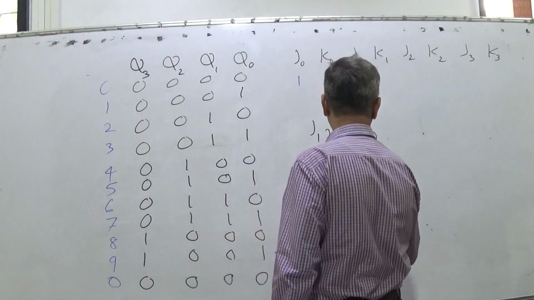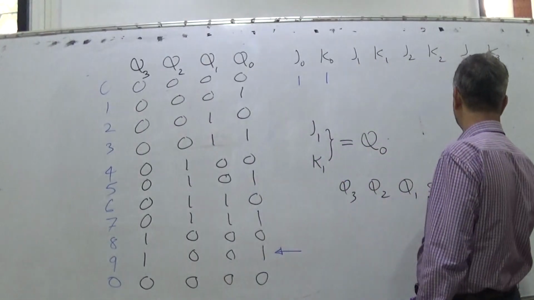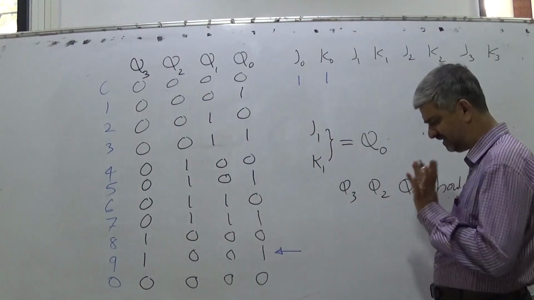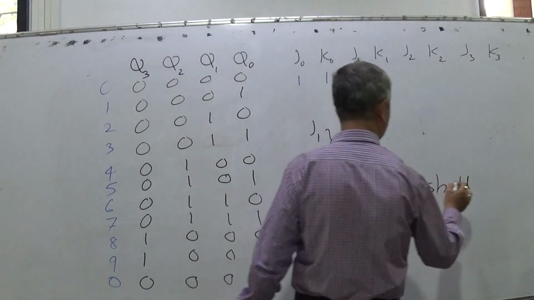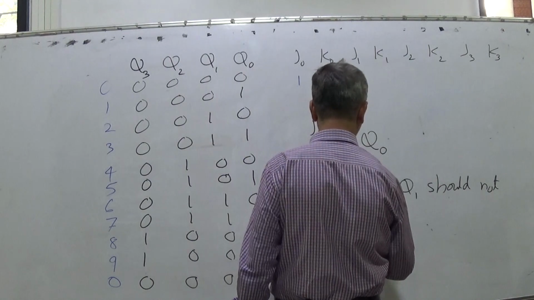Q3, Q2, Q1 should not be, listen very carefully, I am explaining in very simple words, should not be 1 0 0.